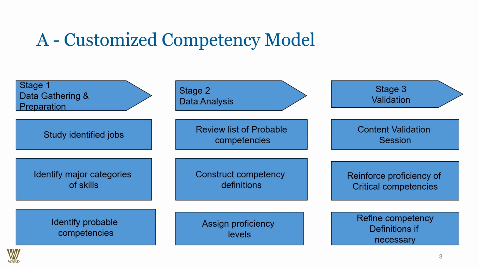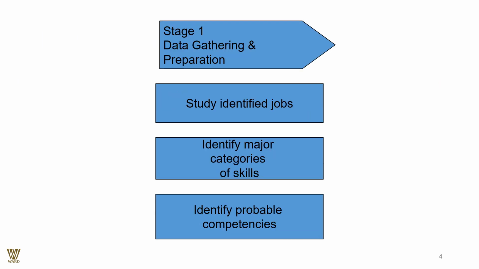It is the analysis part. Review a list of probable competencies, construct competency definitions, and assign proficiency levels. Stage number three is validation, content validation sessions. This is where you have actually enacted the products. You know what the product is all about. You have completed your operations. Now you need to find out whether this has been validated. Reinforce proficiency of critical competency, and refine competency definitions if required, on an ongoing basis.